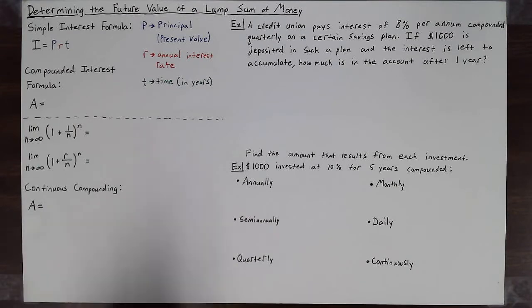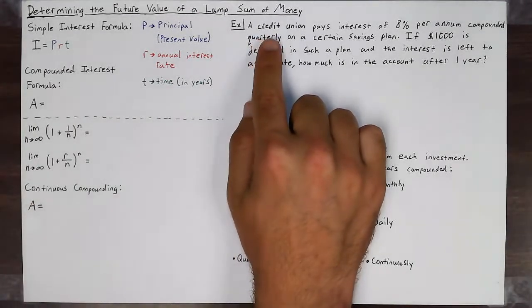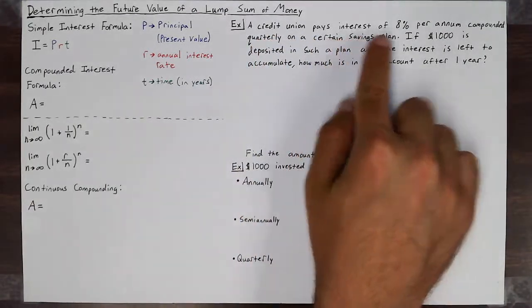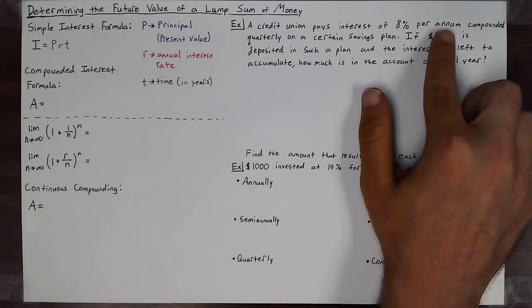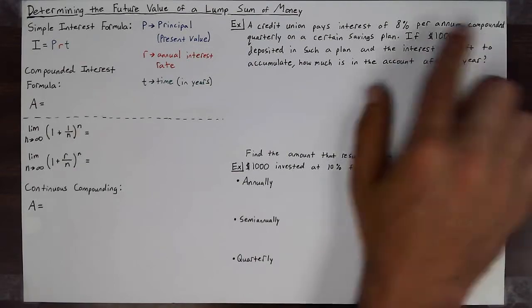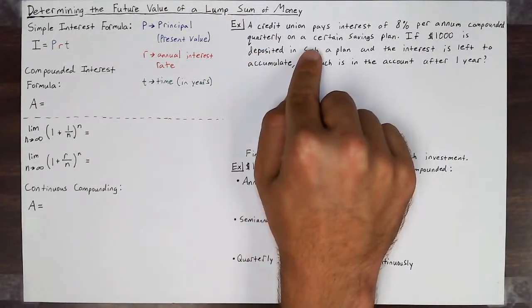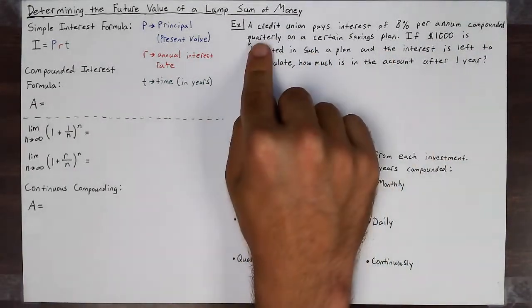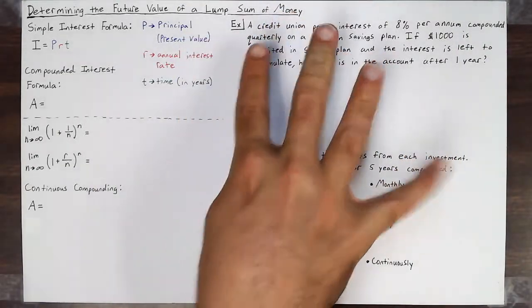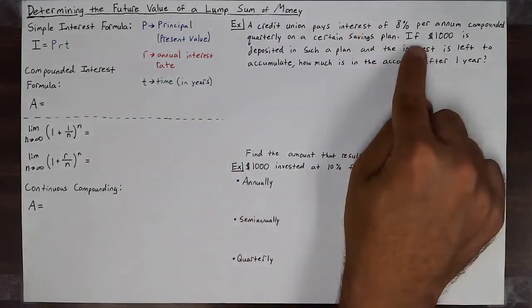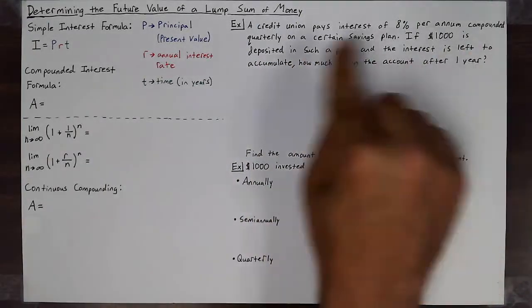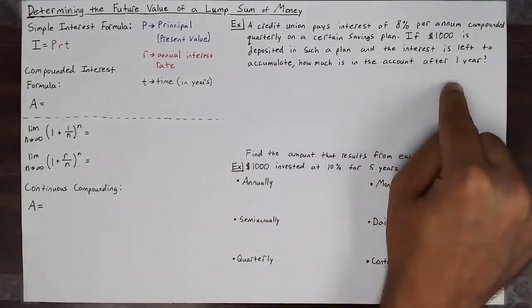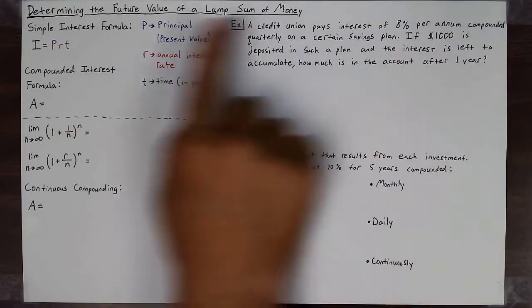So let's put this into effect. Let's say a credit union pays interest of 8% per annum, which is every year, compounded quarterly on a certain savings plan. Quarterly means we'll do it 4 times within 1 year. If $1,000 is deposited in such a plan and the interest is left to accumulate, how much is in the account after 1 year? So let's use this formula.